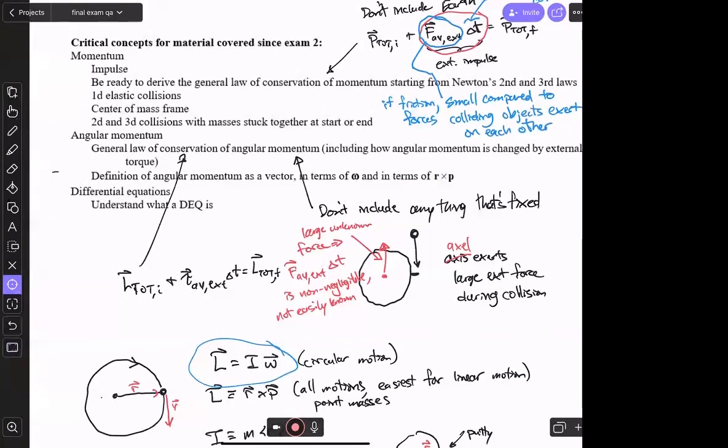Again, as you guys have been doing, don't feel constrained to only ask questions about the topics that I'm highlighting. Differential equations: understand what a differential equation is. Don't get too worried about this. Remember that we only talked about differential equations for literally like 10 minutes. So this is literally the only thing that I might ask you about on the exam. I will not ask you to solve a differential equation, but I might ask you what is the definition of a differential equation.